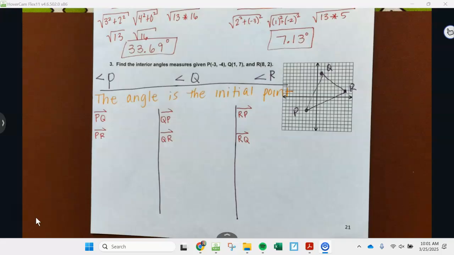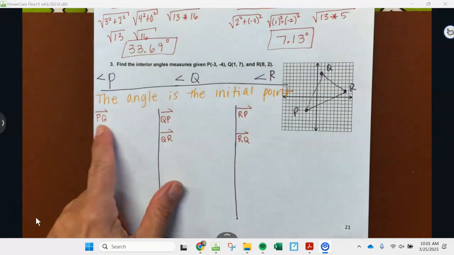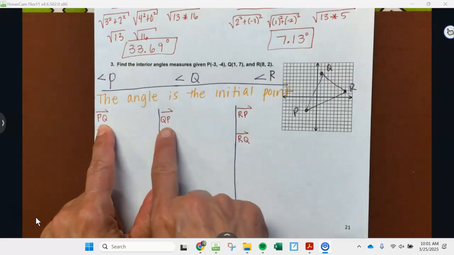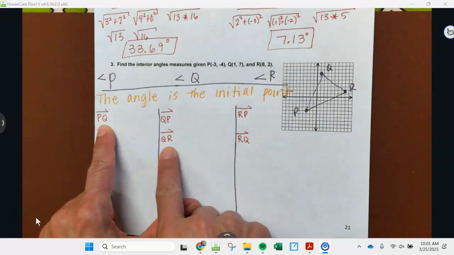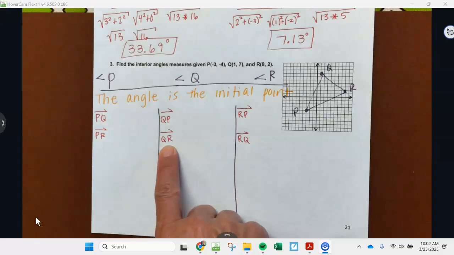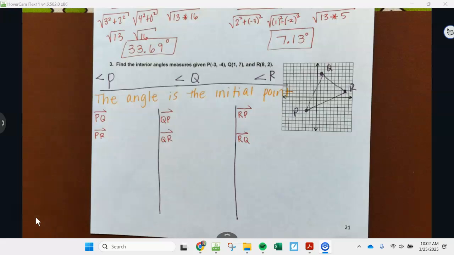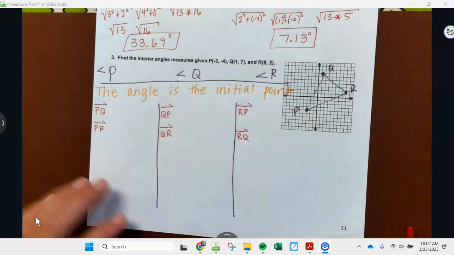Just remember, vectors have size and direction. The direction of PQ, I just want to point out, is a completely different direction than RQ. They're going in different directions. They're going to have the same magnitude, but different directions. Okay, let's go ahead and get started with angle P.